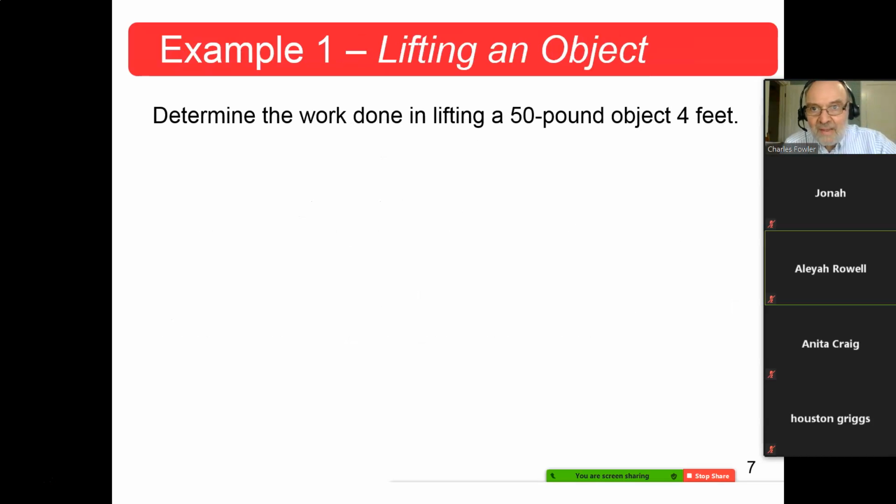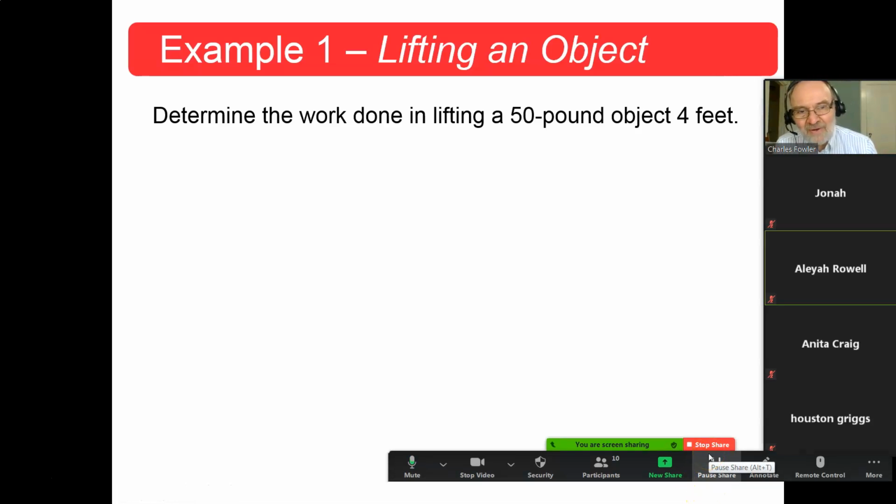Now, example 1, pretty simple. Determine the work done in lifting a 50-pound object, that's a force, 50 pounds, weight is a force, 4 feet into the air. Well, the weight is being pulled downward by the force due to gravity. You're lifting it upward. That's in the opposite direction, but along the same line. So what is your work done?